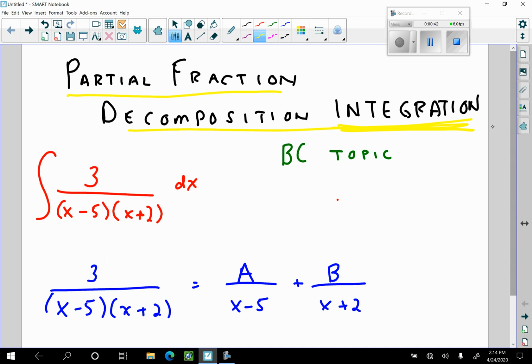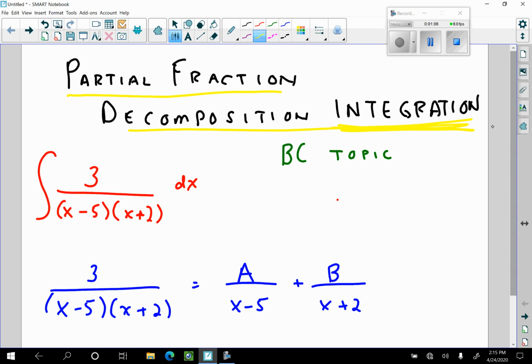The problem that I posted for April 24th does have a partial fraction decomposition differential equation on that, so we will solve that problem today, just to give you an example. So I'm going over this so that you can review this partial fraction decomposition integration. We did this a while ago, but it's certainly worth a review.